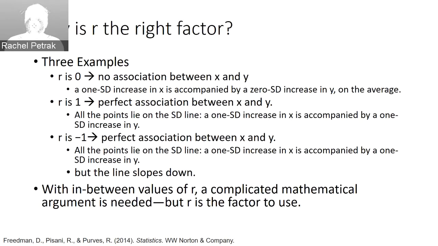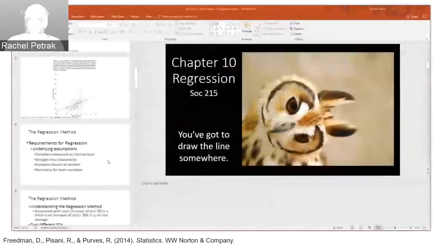Now, when we have a -1, there's a perfect association still between x and y, but in this case, the line slopes down. So all the points again lie on the SD line, but instead of an increase in x being accompanied, let's see, this should say a decrease in here. So a 1 standard deviation increase in x is accompanied by a 1 standard deviation decrease in y. Sorry about that.